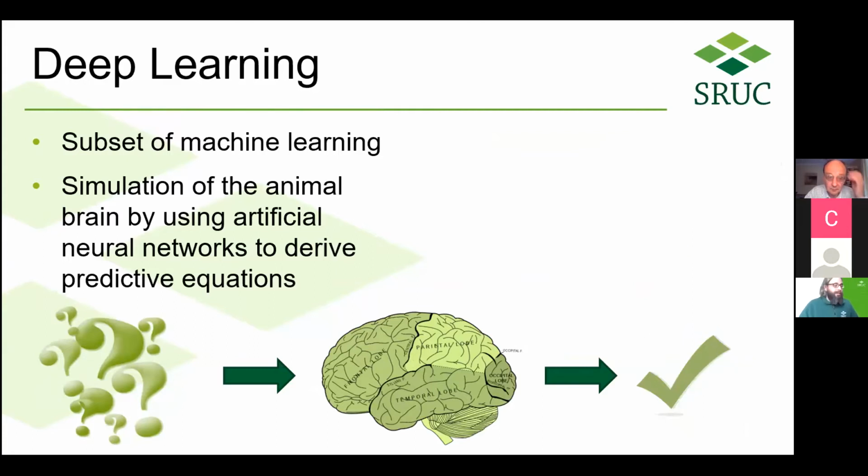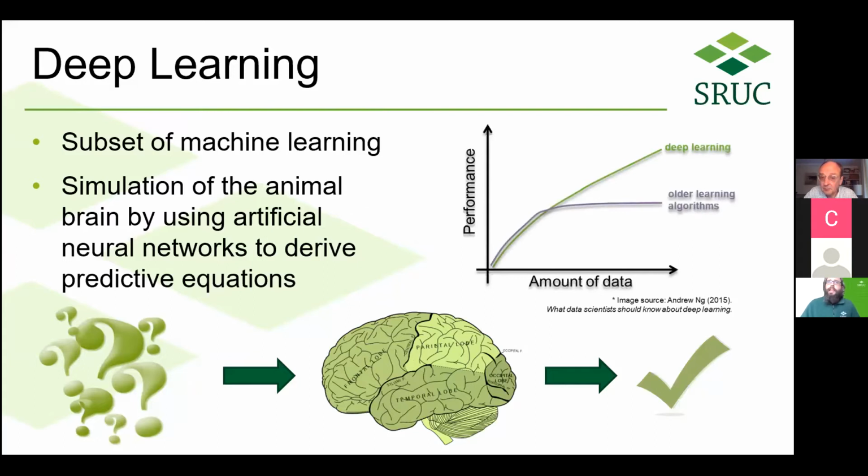Just for anyone that isn't aware, deep learning is a subset of machine learning, and it's basically a simplified simulation of the brain, using artificial neural networks to help us make better decisions. One of the positives, as you can see in this graph, is that over older algorithms, as we collect more data, we actually see an increase in performance using deep learning methods. This was a famous plot from Andrew Ng in 2015. And it means we're storing a lot more data now, so we're starting to think that this could potentially be the way forward for us.